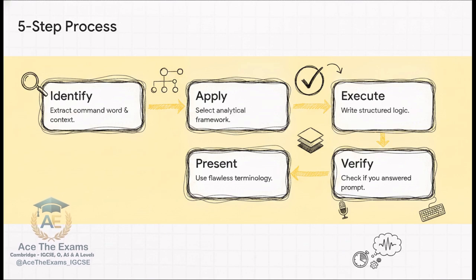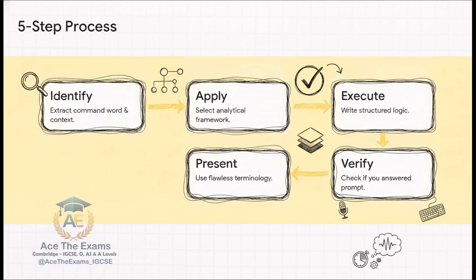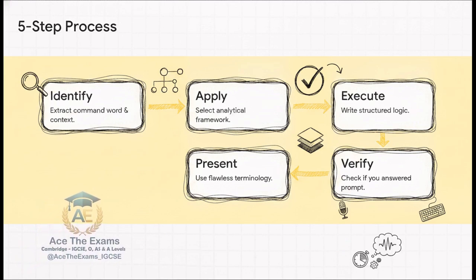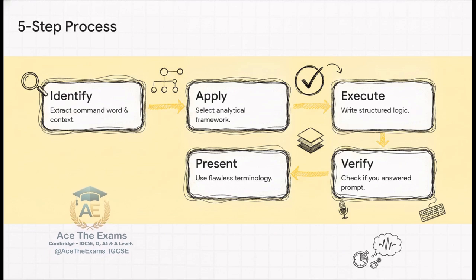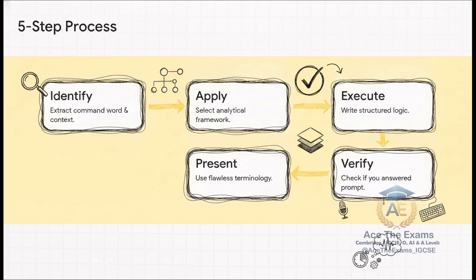Now, think back to our struggling students. If Alex had just stopped at Step 1 to identify the command word evaluate, that generic, zero-mark fact dump would have never happened. If Sam had utilized Step 3's PEEL structure, they would have defined verification, applied it to the scenario, explained the massive time cost of double data entry, and linked it back to overall system efficiency. That step-by-step discipline is exactly how you secure those vital method marks.